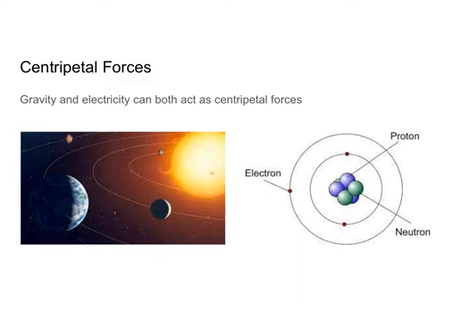So a really good example of gravity acting as a centripetal force is given in this picture on the left. The orbits of the planets around the sun are mostly circular. They are technically elliptical, but for the sake of this class, we'll consider them circular. And they are revolving around the sun because of the gravitational force between the sun and each planet.